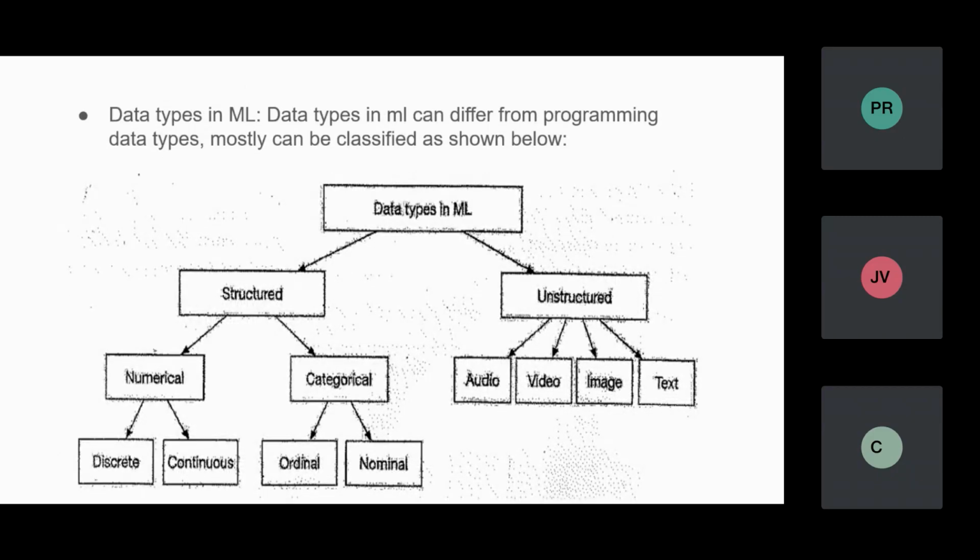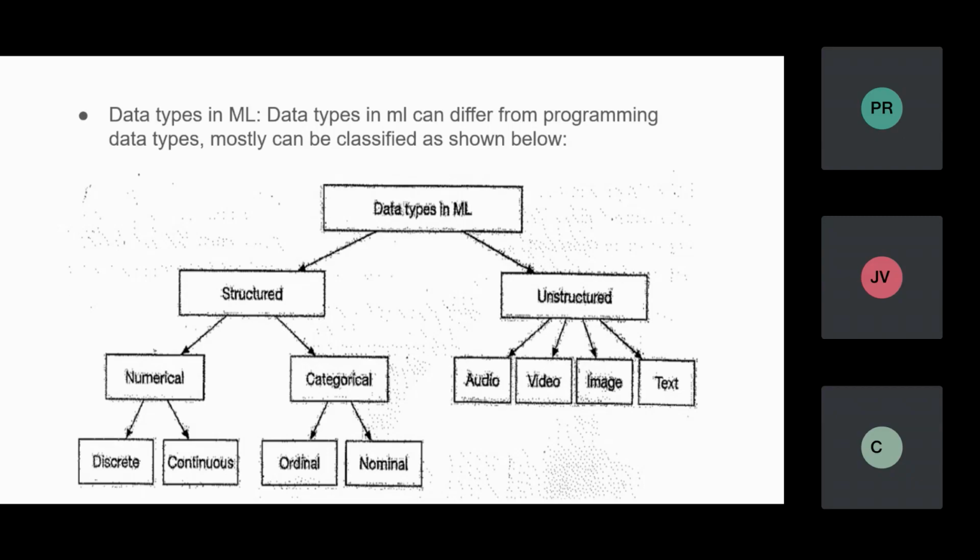As we store data in the database, there are different data types. So data types in ML can differ from programming data types like string, float, int, etc. So mostly they can be classified as below. So we have structured and unstructured. In structured data type, we have numerical where numbers are used to represent the data. So we have discrete and continuous.